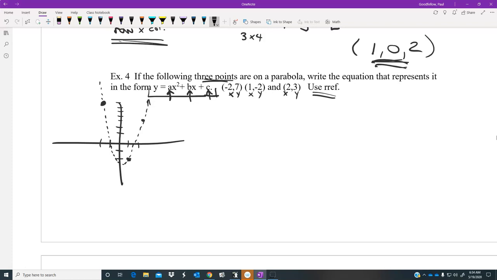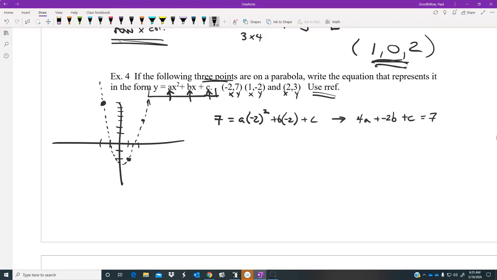and generate an equation that has a's, b's, and c's, but the x's and y's have been filled in. For instance, if I plug in this coordinate, I'd be saying 7 is equal to a times -2 squared plus b times -2 plus c. And I could write that equation as 4a plus -2b plus c would equal 7.